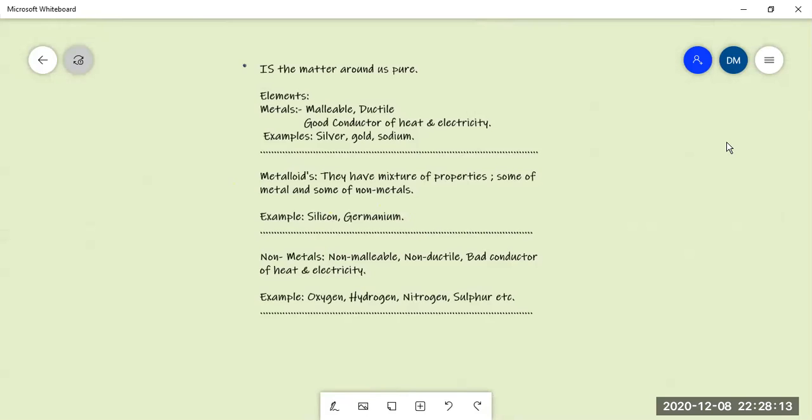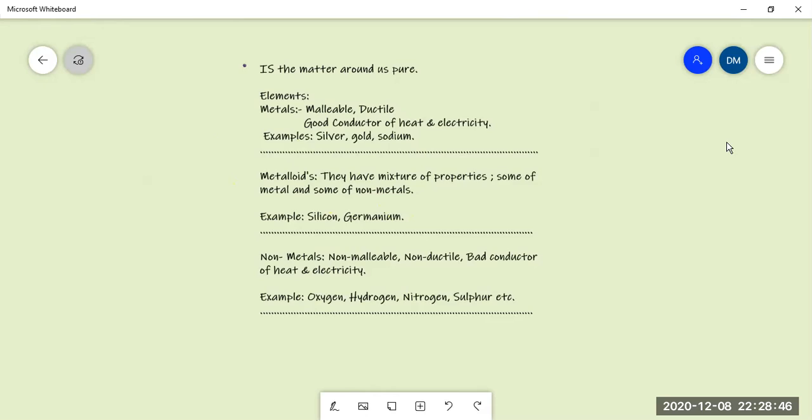So now it is elements. We have learned elements in the first part. Let us learn about them in detail. Elements are of three types. First is metals. Over here, we are given some of their characteristics. Metals are malleable, ductile, and good conductors of heat and electricity. The examples are silver, gold, sodium.